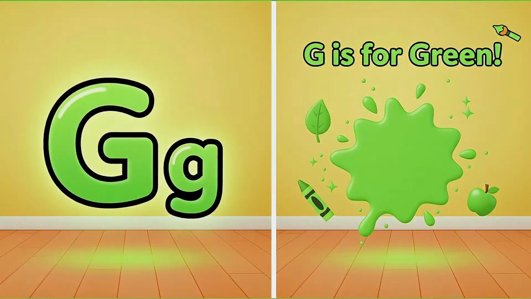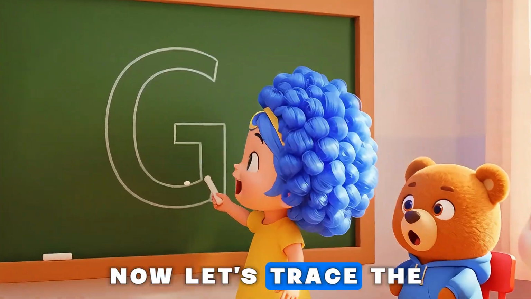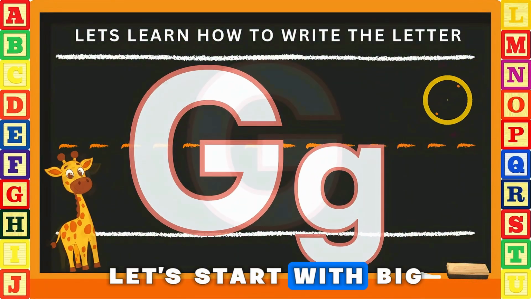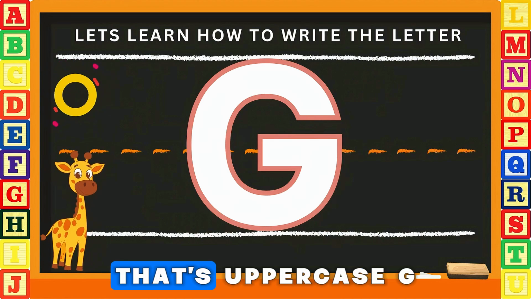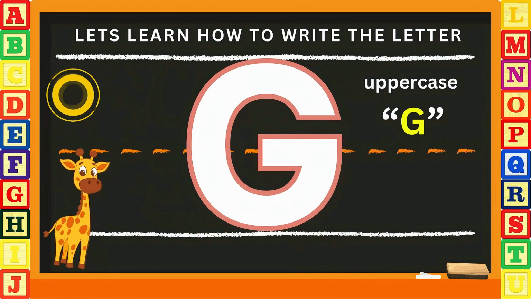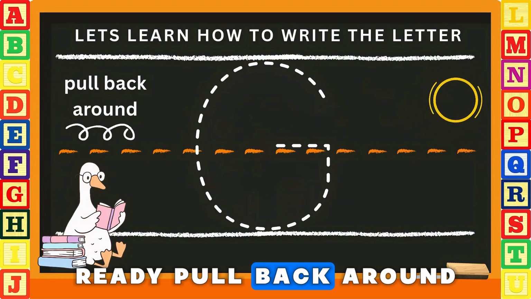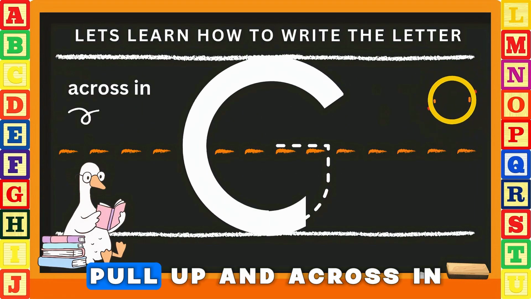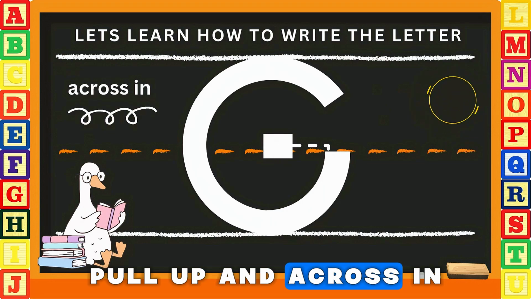Excellent, kids! Now, let's trace the letter G. Ready? Let's start with big letter G. That's uppercase G. Ready? Pull back around. Pull up and across in.